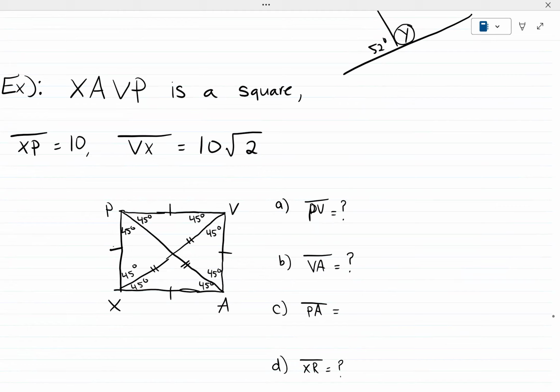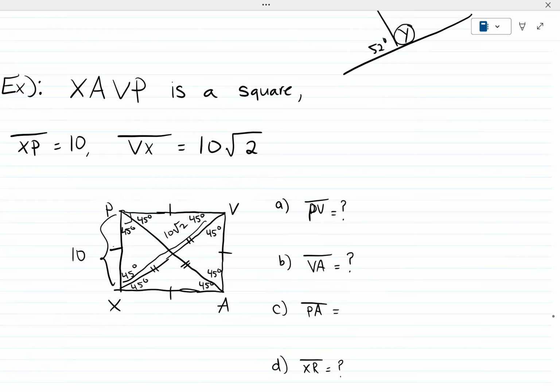So XP is 10, so this length here is 10. The length of VX, here's VX, this entire length is 10 radical 2. Now it says a square, so I know that in a square, the angles are congruent and they form 90s, right? So I'll put a 45 here, a 45 there, because that forms 90. So let's find the length of these.